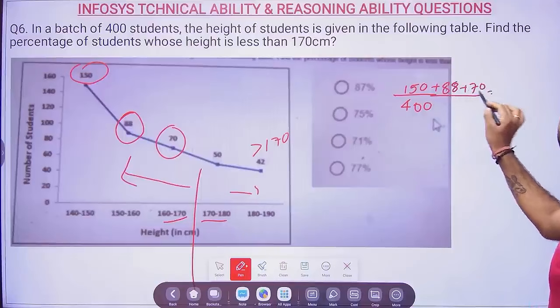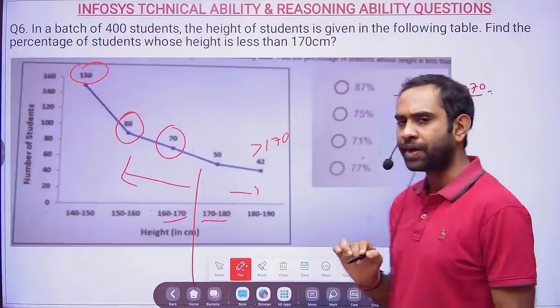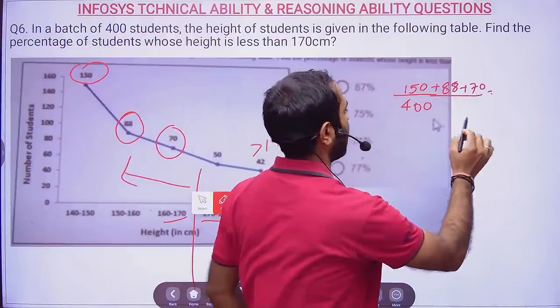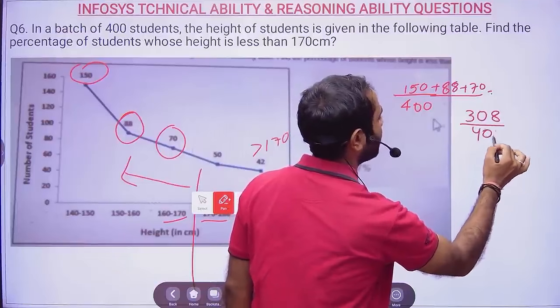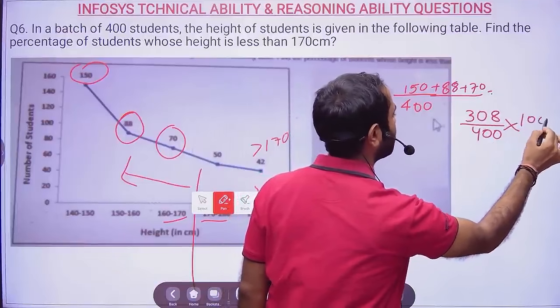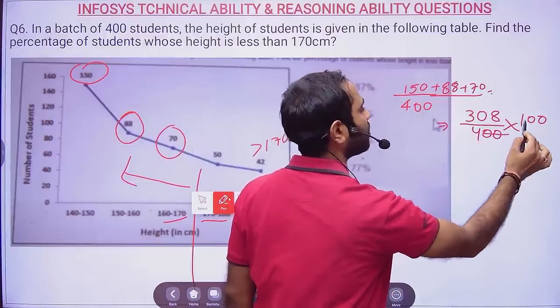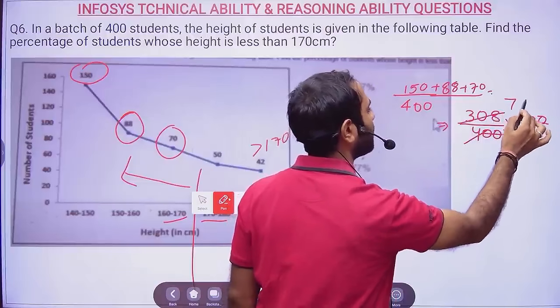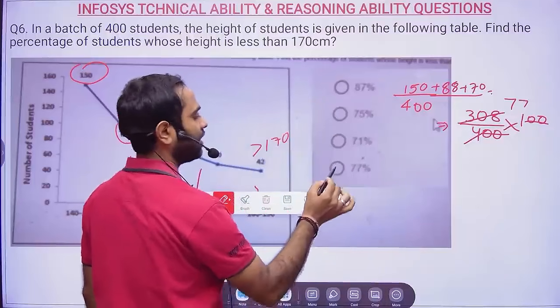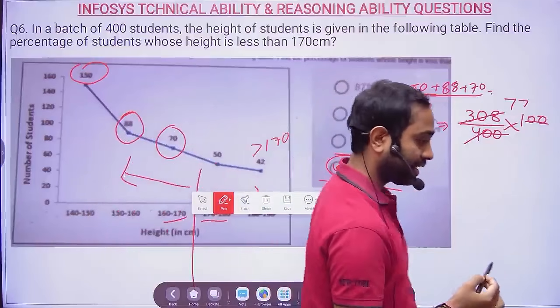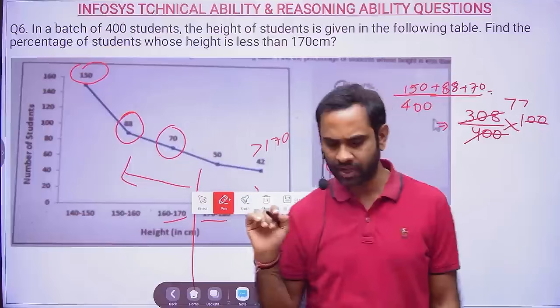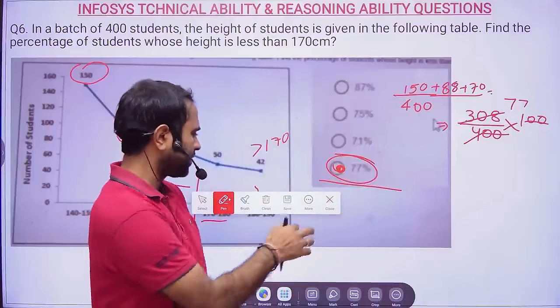150 plus 70 will be 220. 220 plus 88 will be 308, and divide by 400. If you have to calculate percentage, multiply by 100. The 00s cancel, 4 7s are 28, 4 7s are 28. Is there any option? 77 percentage is the correct answer for this particular problem. Done. You don't have to use much of your mind.